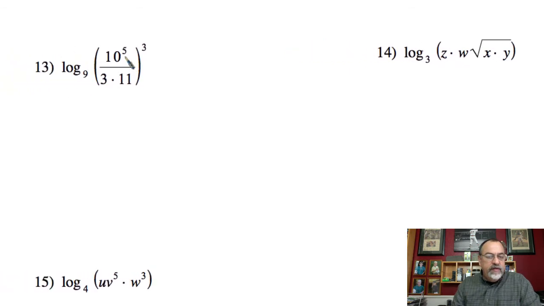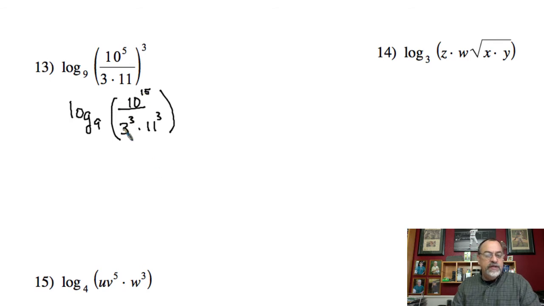In this example, we have a power being raised to another power. So we'll want to simplify this first before we expand it. So this will be log base 9. 10 to the 5th to the 3rd is going to be 10 to the 15th, multiplying those exponents together. This is 3 to the 1st, so that's 1 times 3, which is 3. And then 11 to the 1st times the 3, so this is going to be this as well.